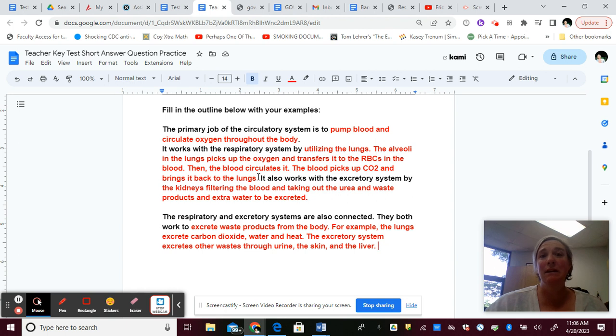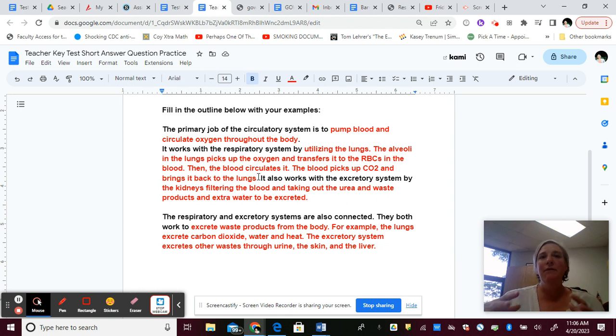So I clearly explained. It also works with the excretory system by using the kidneys to filter the blood, taking out the urea and waste products and the extra water to be excreted from the body. And then the respiratory and excretory systems are also connected. They both work to excrete waste products. For example, the lungs excrete carbon dioxide, water, and heat. The excretory system also excretes other waste through urine, skin, and the liver.